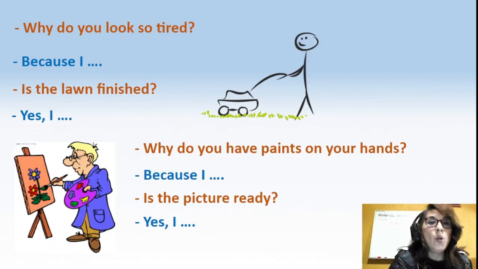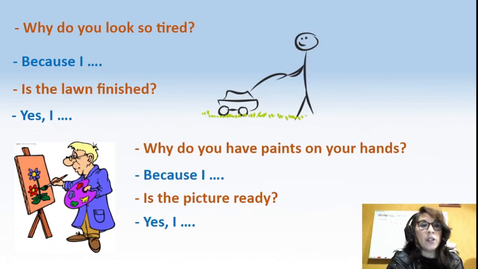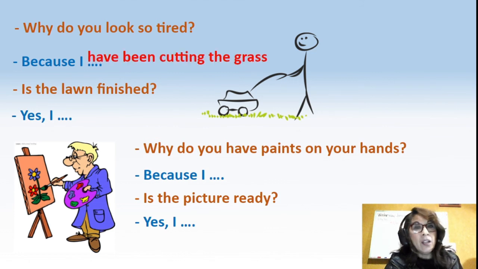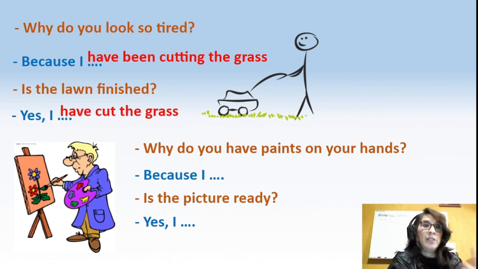Why do you look so tired? Look at the picture. Because I have been cutting the grass. Porque he estado cortando el pasto. That is the reason, because I am so tired. Is the lawn finished? Yes, I have cut the grass.